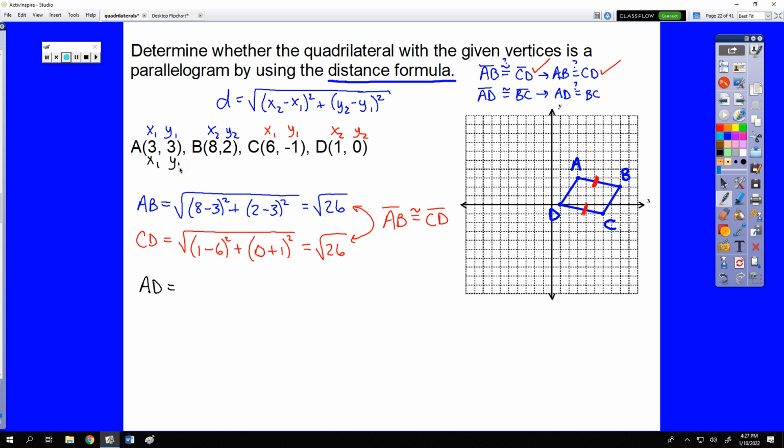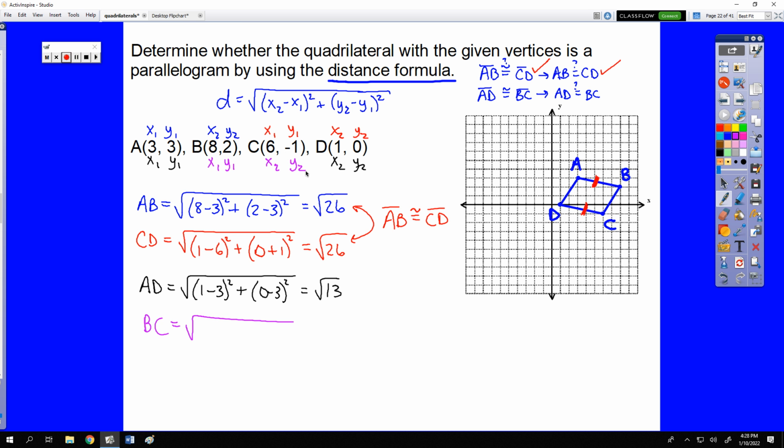So x1, y1, and x2, y2, and we plug into our distance formula. x2 minus x1, quantity squared, y2 minus y1, quantity squared. That's negative 2 squared plus 3 squared, which is 4 plus 9. That's the square root of 13. And then finally, we check BC. Remember, it should match AD if this is a parallelogram.